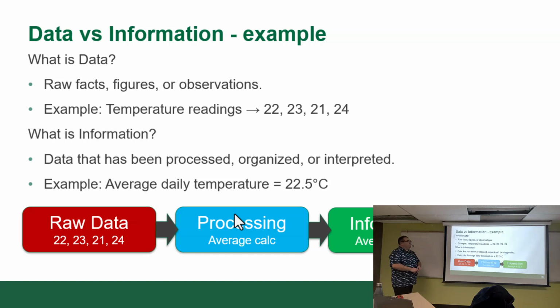Okay, so what is data? Raw facts, figures, and observations. For example, temperature readings: 22, 23, 21, 24. Obviously, we're talking Celsius degrees. What is information? Data that has been processed, organized, and interpreted. For example, the average daily temperature, 22.5. So you have the raw data, you process it, putting it into a structure, you do some math on it, and then you have information that comes out the other side. That is literally the purpose of a database. Yes, you can do this without databases, but it gets a little tedious and difficult to work with.